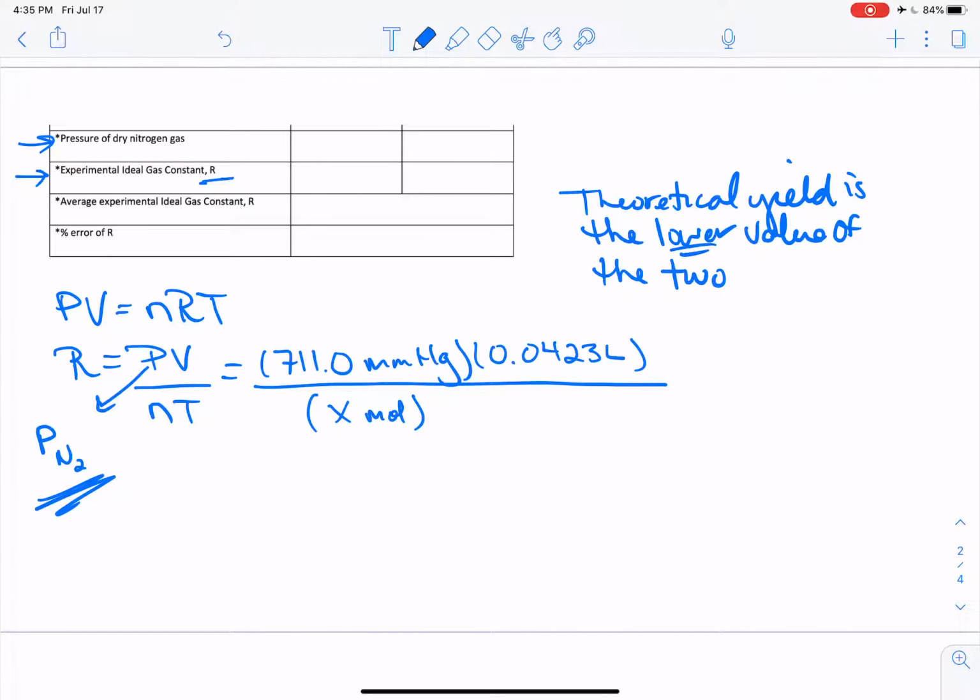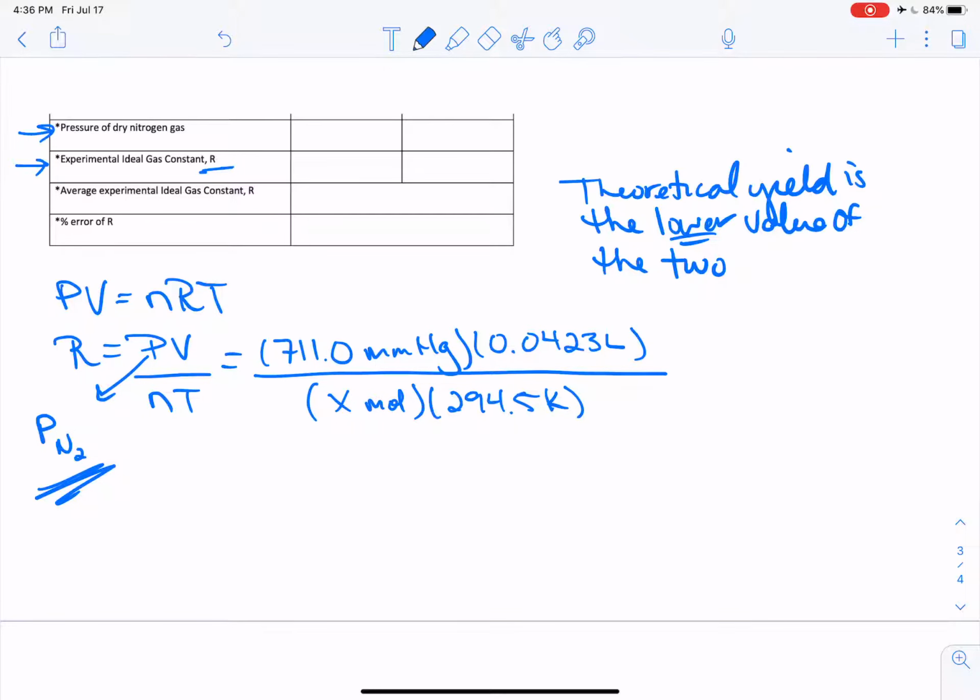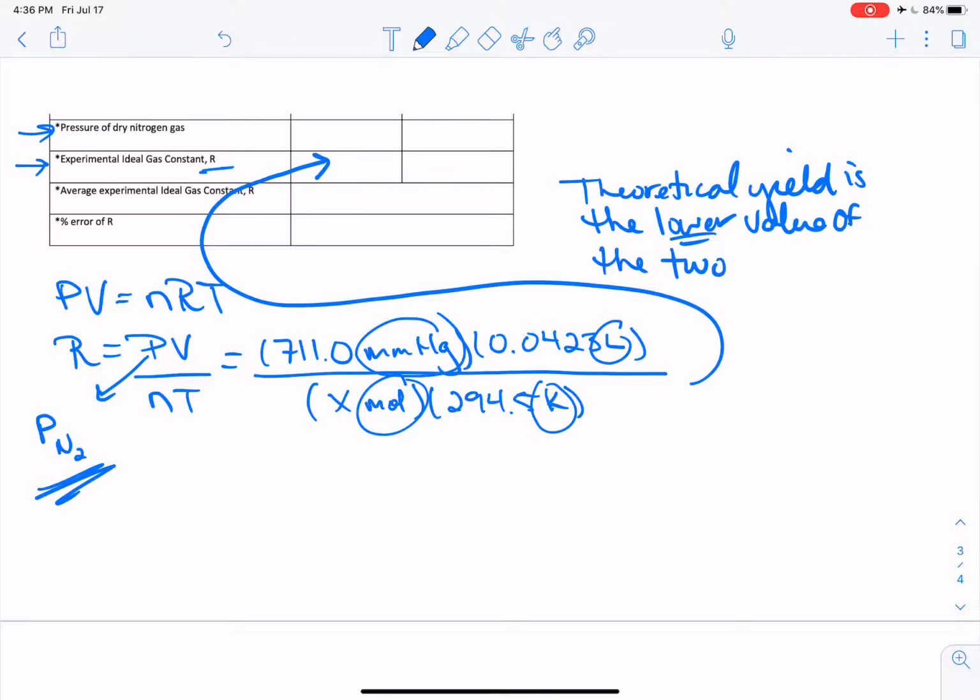Remember, you have to calculate the value of X, okay? And then we had 294.5 Kelvin, and you do all of that math, and what you're going to end up with is a very large unit, because that's how R is, and it's going to have 4 units in it. So it's going to have millimeters of mercury times liters divided by moles and divided by Kelvin. And that answer is going to go right there. And then you will do that entire thing again for trial 2, and you will calculate another R value.